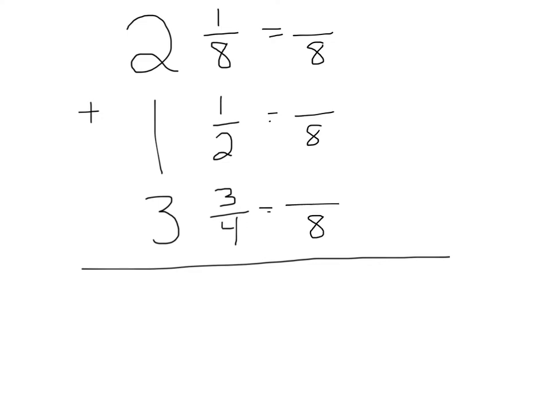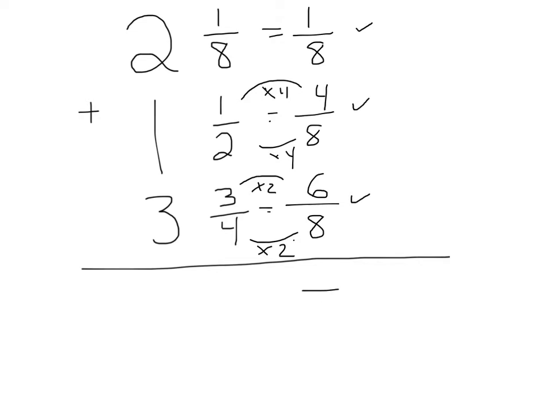All right, so 8 times 1 is 8. 1 times 1 is 1. 2 times 4 is 8. So now up here I need to do 1 times 4, which is 4. And now here 4 times 2 is 8. So I need to do 3 times 2, which is 6. So now I've made equivalent fractions. So now I need to add the 1/8 plus 4/8 plus 6/8. And remember, the denominator stays the same, and I just add the numerator. 1 plus 4 is 5 plus 6 is 11.